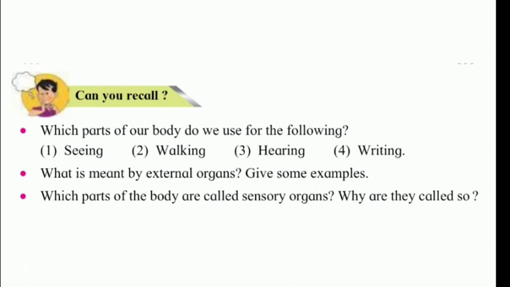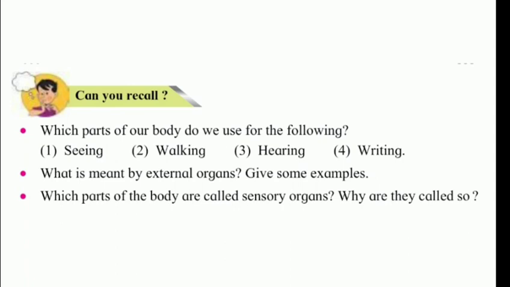And now, what is meant by external organs? The organs located on the outside of the body are called external organs. Give some examples. Examples are hands, legs, head, neck, etc.